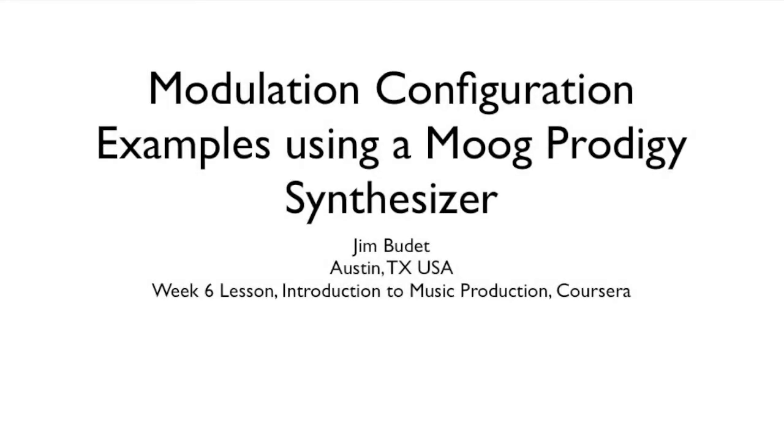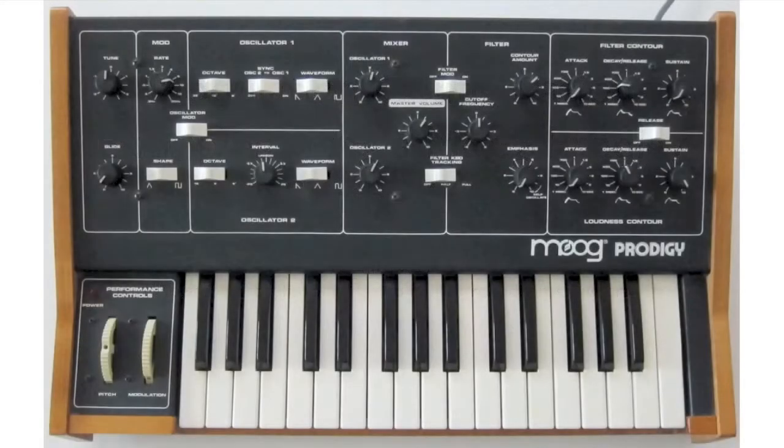This lesson is for week 6 of the Coursera course Introduction to Music Production. In this video, I will demonstrate how to configure modulation on a vintage Moog Prodigy synthesizer. I've been looking forward to this lesson because it gave me an excuse to pull my Moog Prodigy synthesizer out of the closet.